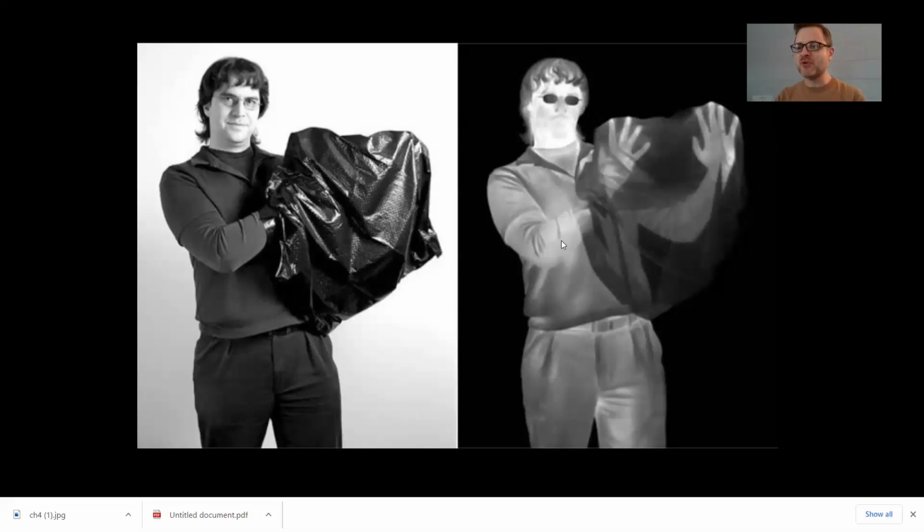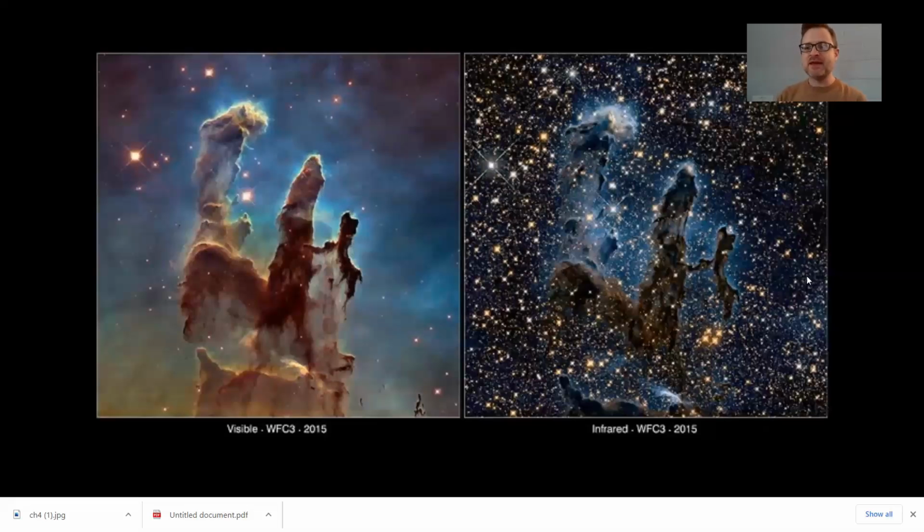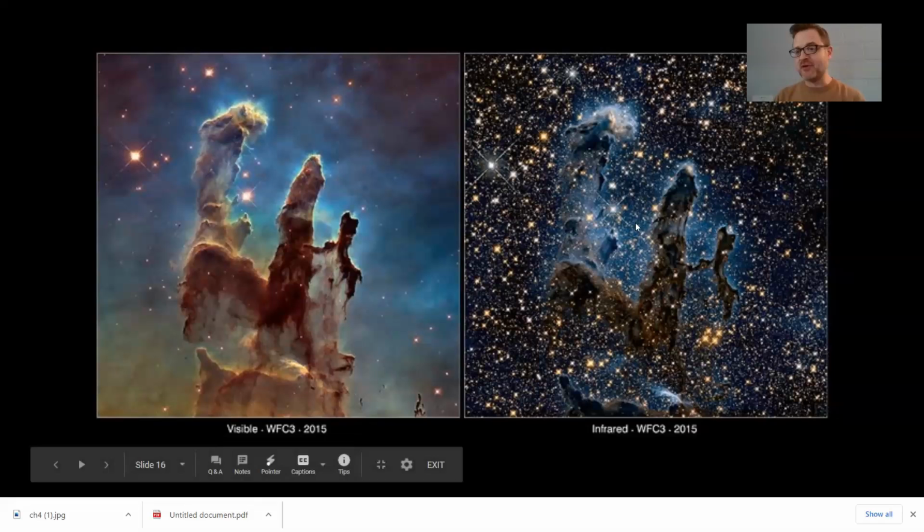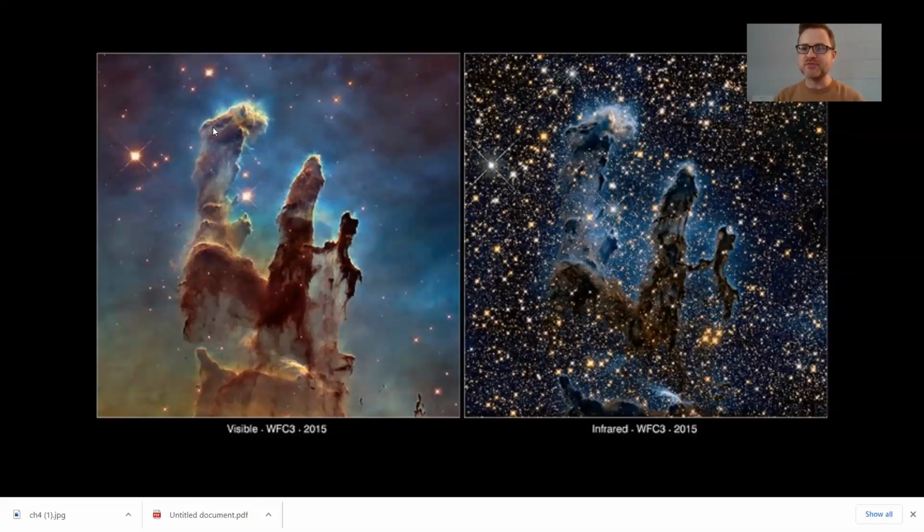So this leads to a very important consequence in astronomy, and that is if we can only detect visible light, we are severely limited in what we can study, all right? This is a nebula called the Pillars of Creation. It's a very famous nebula. These are both Hubble telescope pictures. This is with visible light, this is with infrared. Notice in this picture, you see these massive plumes of gas and dust.